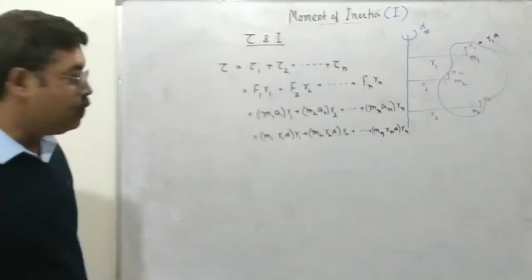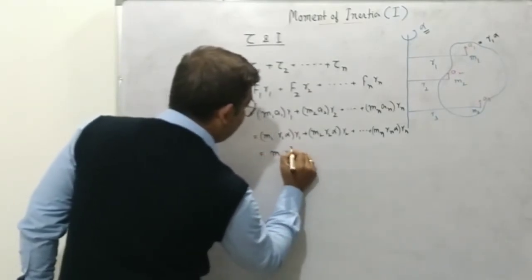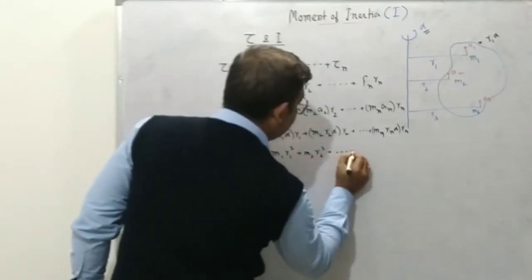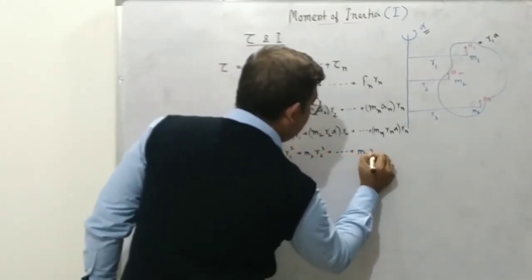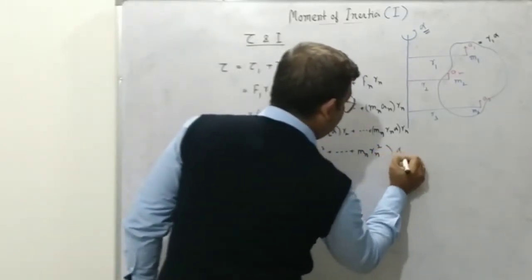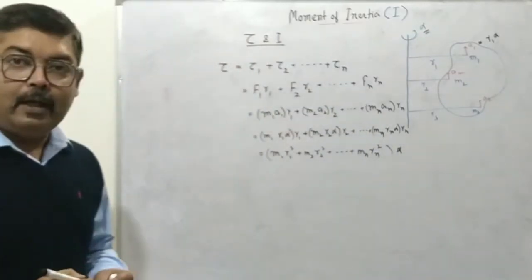If we simplify this, what we get is m1 R1 squared plus m2 R2 squared plus mn Rn squared, whole thing multiplied by alpha, taking alpha common from this.